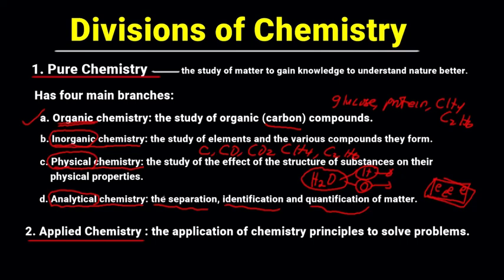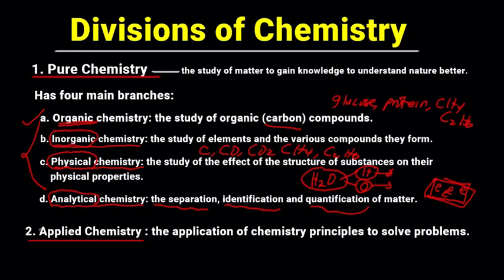Now, the second division of chemistry, remember I said there are two major divisions: pure chemistry and now applied chemistry. Now, applied chemistry comes from the word applied, and applied simply means what? Application. You are applying something. So applied chemistry is a branch or a division of chemistry which involves the application of the knowledge obtained from pure chemistry to solve problems.